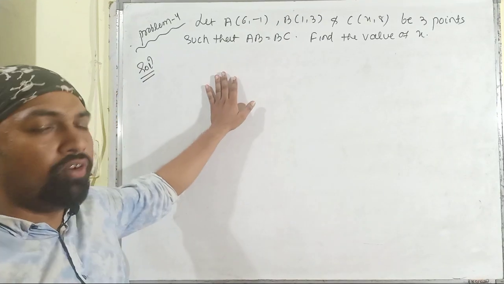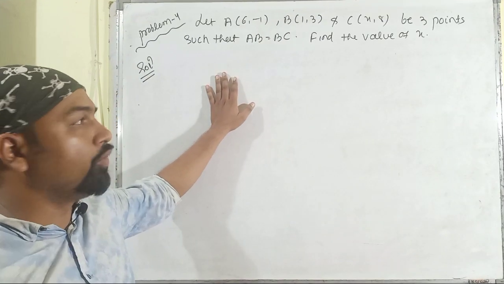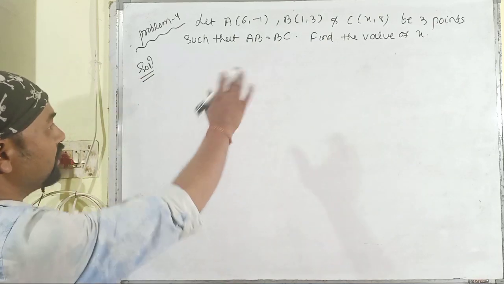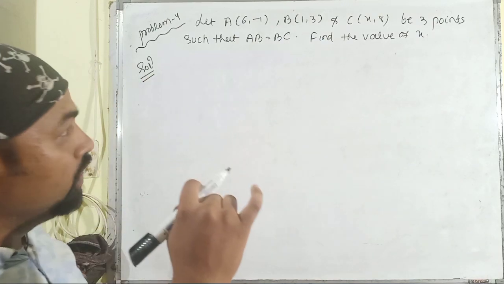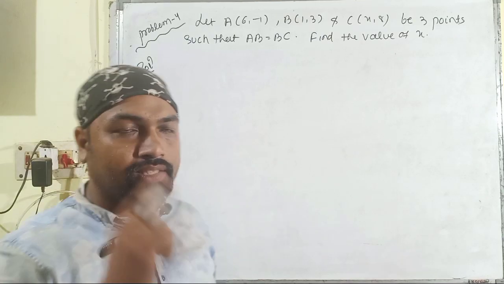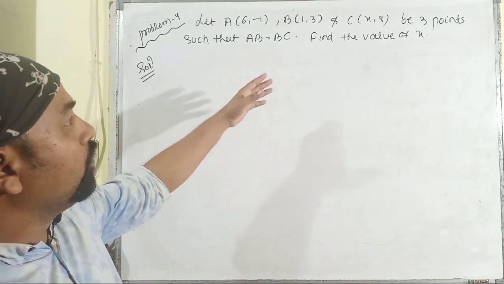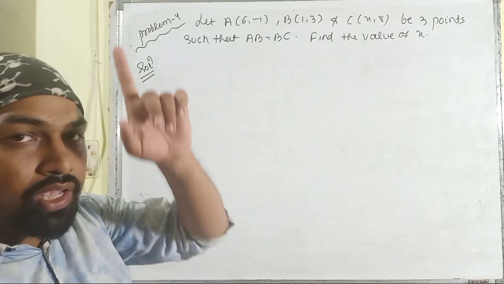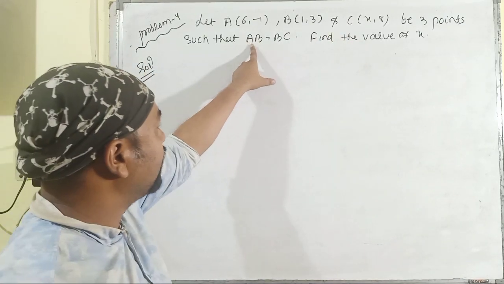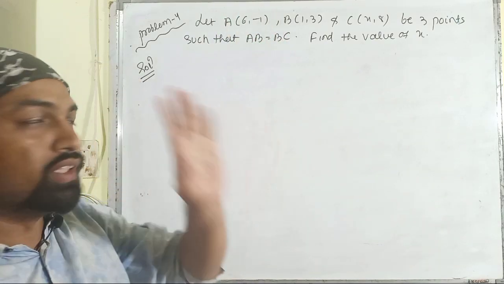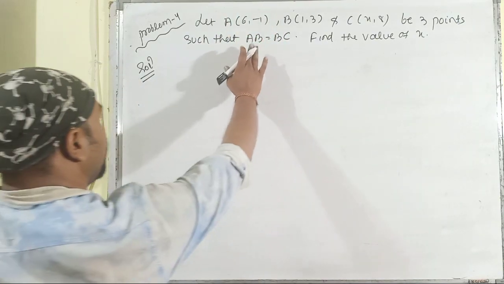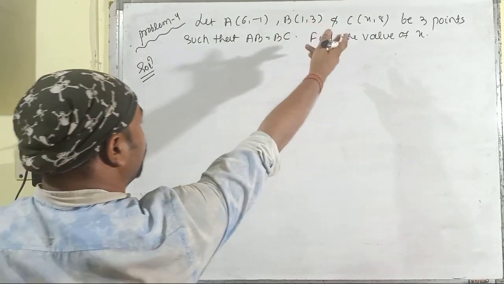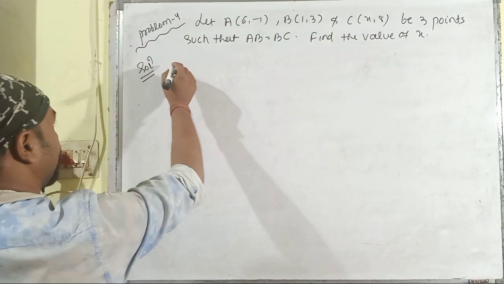Problem number 4 is a very different type of problem compared to the previous problems. Here 3 points are given to you, in which one point contains a variable x, and we have to find the value of that variable x by using the condition that the length of AB is equal to the length of BC. It is the primary evidence which we have to use, and then we have to find out the value of x here.